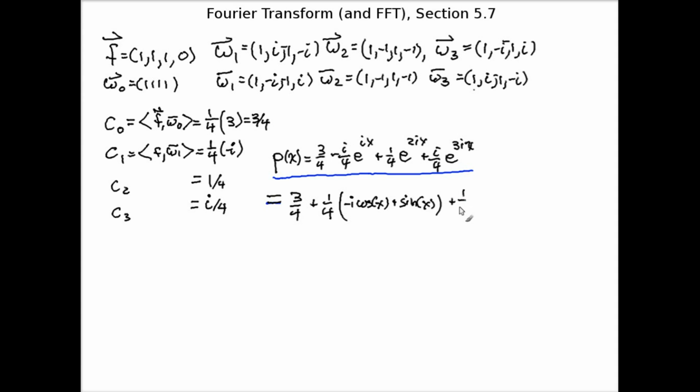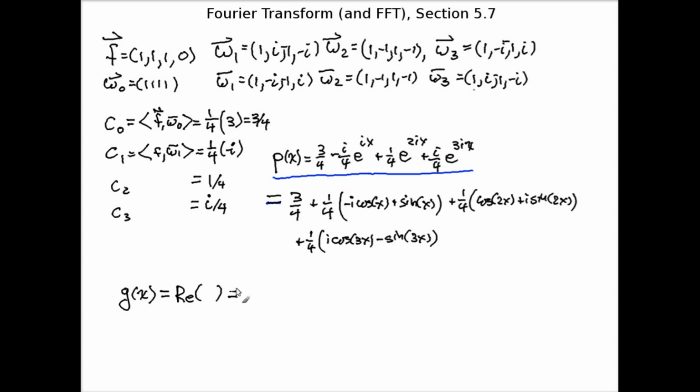And then here you get plus 1/4 cosine 2x plus i sine 2x. And the last term is plus 1/4. When you multiply in the i, you get i cosine 3x minus sine 3x. And so finally, the real function that you're interested in, I'll call that g of x, is the real part of this.